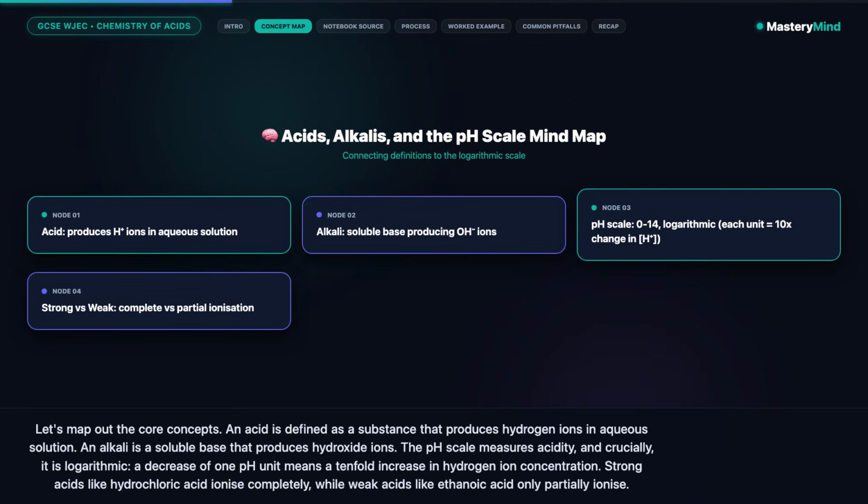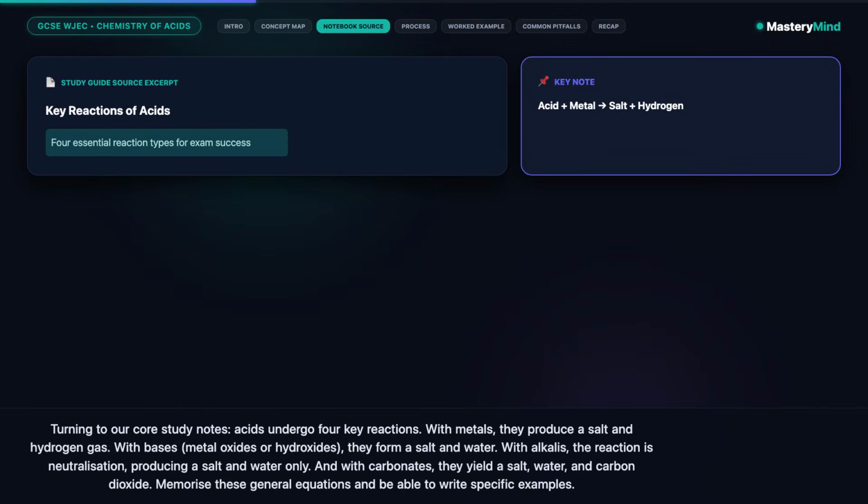Turning to our core study notes, acids undergo 4 key reactions. With metals, they produce a salt and hydrogen gas. With bases, metal oxides or hydroxides, they form a salt and water. With alkalis, the reaction is neutralization, producing a salt and water only. And with carbonates, they yield a salt, water, and carbon dioxide. Memorize these general equations and be able to write specific examples.